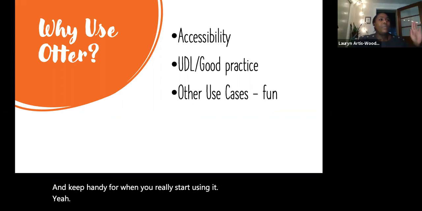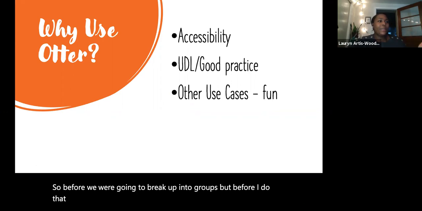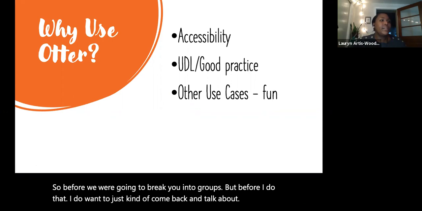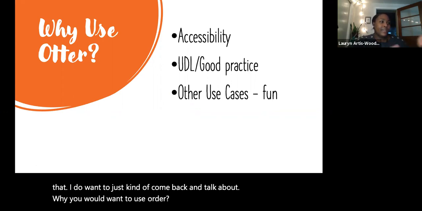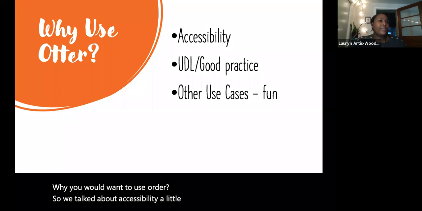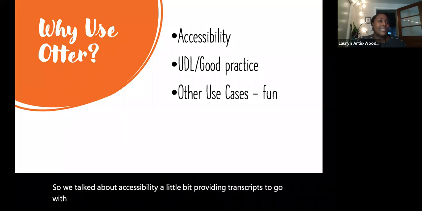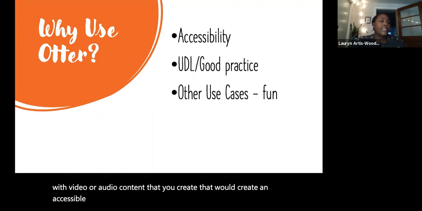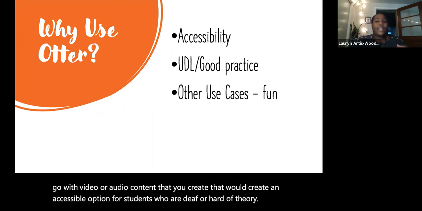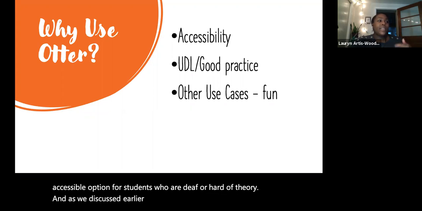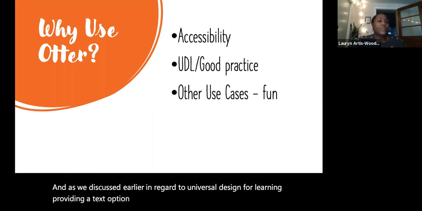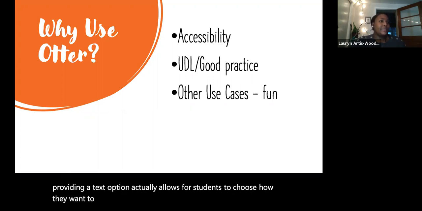Yeah. So we're going to break you into groups, but before I do that, I do want to just come back and talk about why you would want to use Otter. So we talked about accessibility a little bit, providing transcripts to go with video or audio content that you create, that would create an accessible option for students who are deaf or hard of hearing. And as we discussed earlier in regard to universal design for learning, providing a text option actually allows for students to choose how they want to engage with your course content.